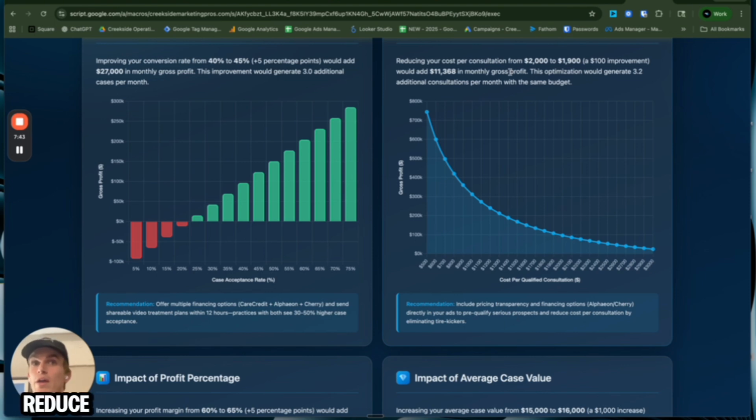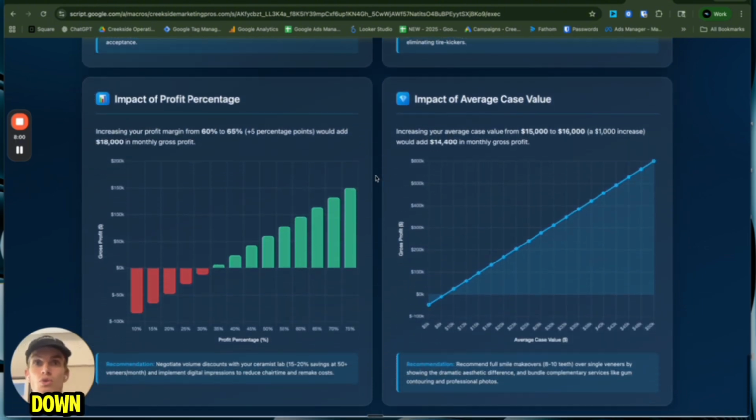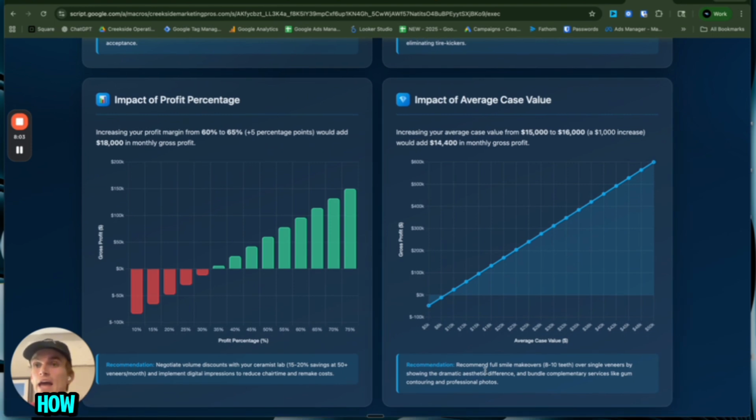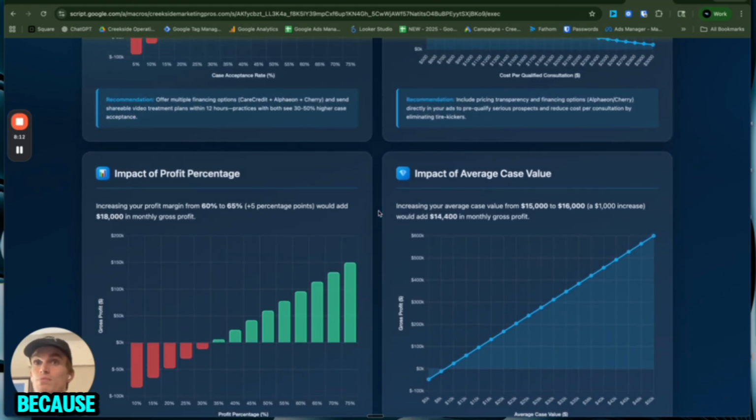So for example, if we reduce the cost per consultation by $100, you'll end up with an additional $11,000 a month in profit just from making this small improvement of around 5%. So as we continue to scroll down, we also have these recommendations on how to make these small improvements. These may be things that you've already considered, but I highly recommend just taking a brief look at them to see if it's something that you could implement for your practice, because implementing these changes can result in $10,000, $20,000, $30,000 in additional profit every single month based on the amount of ad spend that you are putting into this portion of your practice.